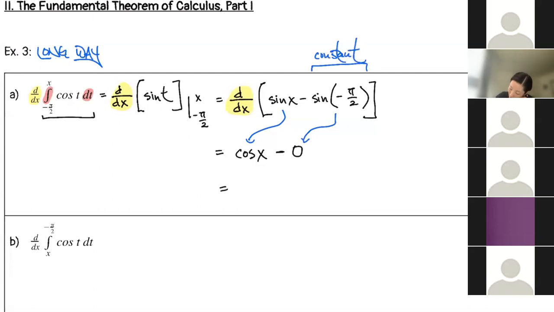Okay, well, what are we left with? We took the integral, then we took the derivative, and we ended up with cosine x. Well, hold on just a minute. Cosine x, didn't we see cosine somewhere before?